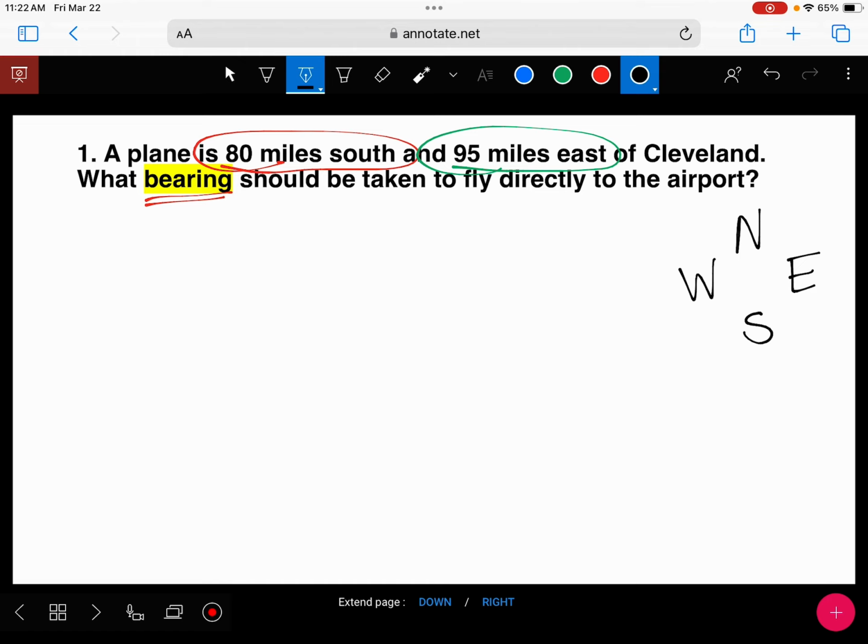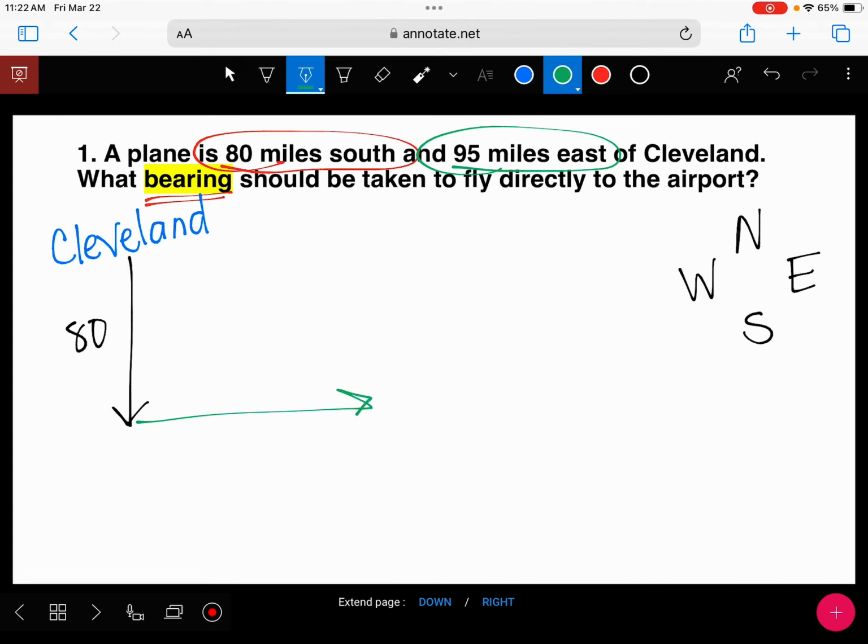Okay, so we have an airplane. The airplane is 80 miles south and 95 miles east of Cleveland. So I'm going to say Cleveland is here. This airplane went south, so that would be this direction, right? It went south 80 miles, and then it made a turn and went 95 miles to the east. So that would put the plane about right here. So let's say that it wanted to go back to the airport. Now we're going to travel heading back to the airport. That would be this direction.